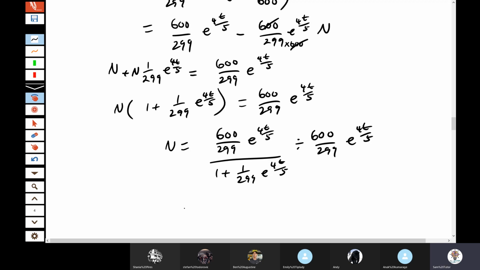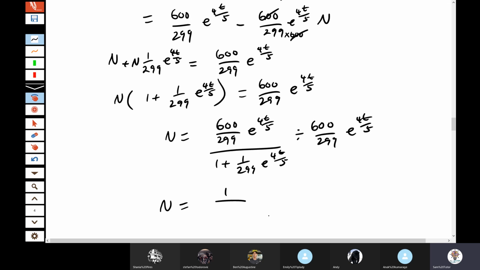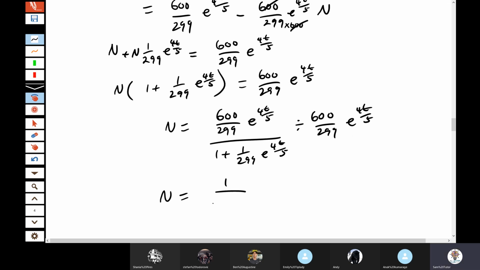Everything. So the answer finally is 1 over (299 on 600 e negative 4t over 5, and then this guy is plus, when you divide this by this, 2 plus 1 over 600). That's it.